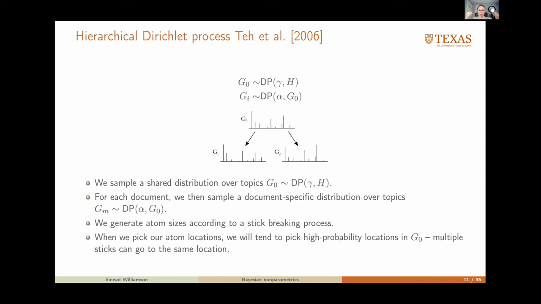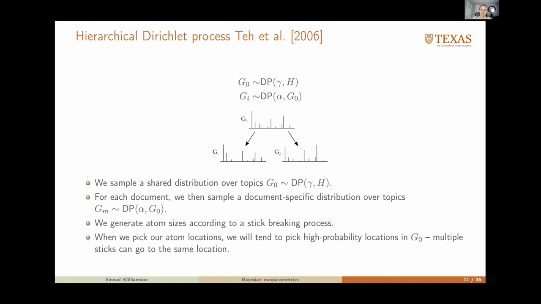We have one Dirichlet process at the top, which is picking out an infinite sequence of topics. And that's going to define all of the topics that can be used by any document. There's infinitely many of them, but they are countable, right? They are at specific locations. And then for each document, we're going to sample a document-specific Dirichlet process, but we're going to use that high-level global Dirichlet process, G0, as a base measure. And this means that our document-specific Dirichlet process will have its topics in the same place as the top level.